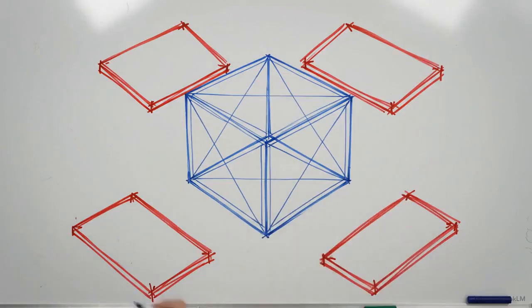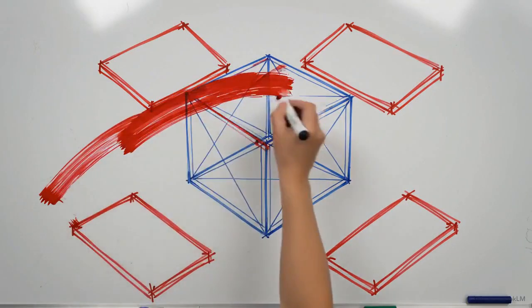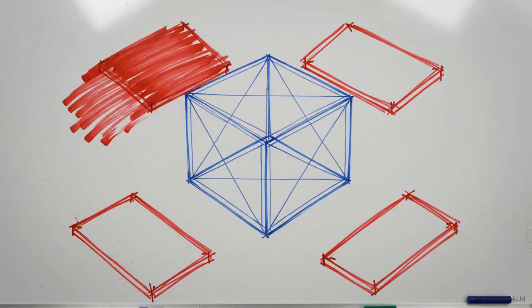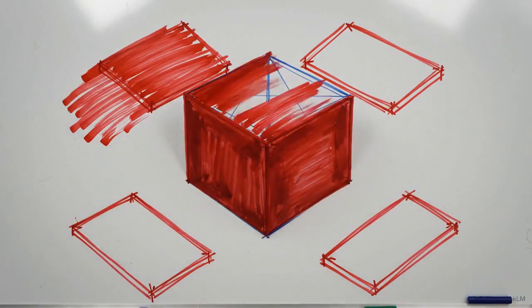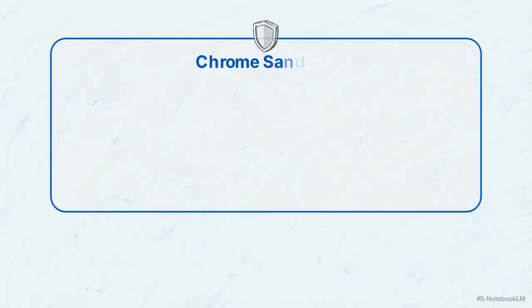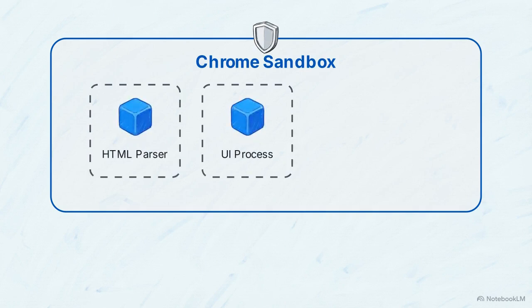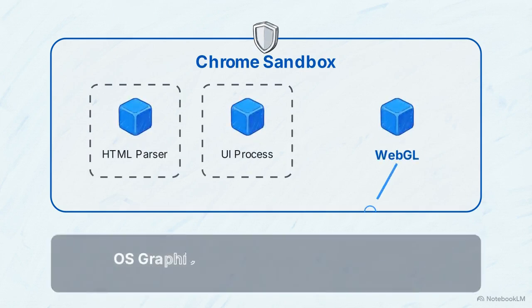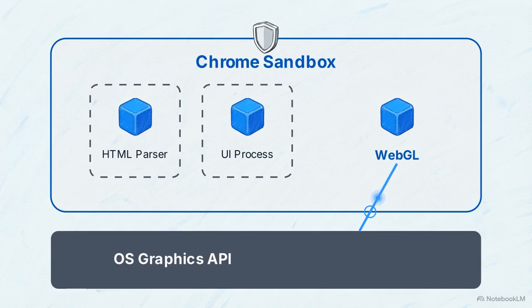WebGL, or Web Graphics Library, is a JavaScript API used to render interactive 2D and 3D graphics directly within the browser without requiring any plugins. This flowchart illustrates the Chrome Sandbox. While most browser processes are heavily isolated, WebGL requires a direct, privileged data pathway to the operating system's graphics layer. This direct hardware communication means any vulnerability here bypasses standard restrictions, enabling remote code execution.